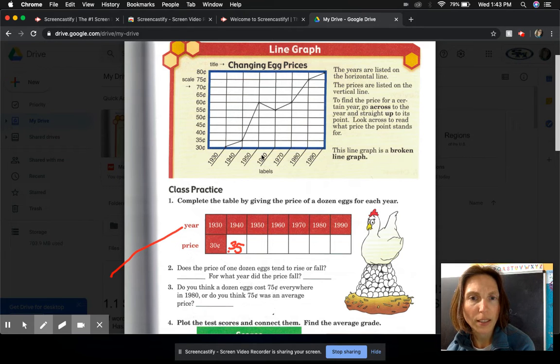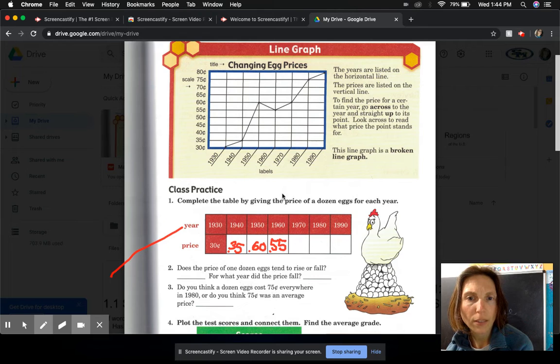How about in 1950? Let's go to 1950 and go up our vertical axis, and we see that a point was made at 60 cents. So I'm going to put 60 cents. And how about in 1960? Looks like it went down to 55 cents. So we're going to put 55 cents was the cost of a dozen eggs in 1960.